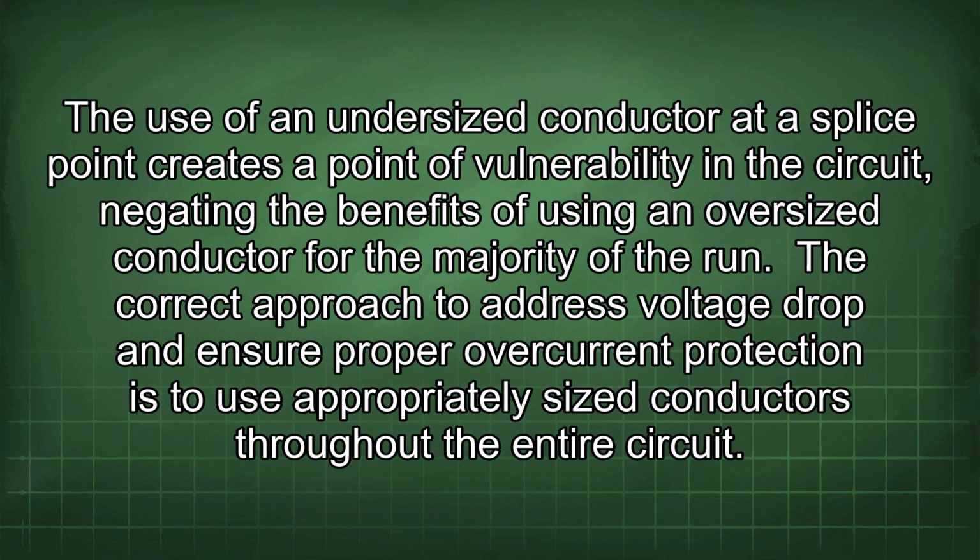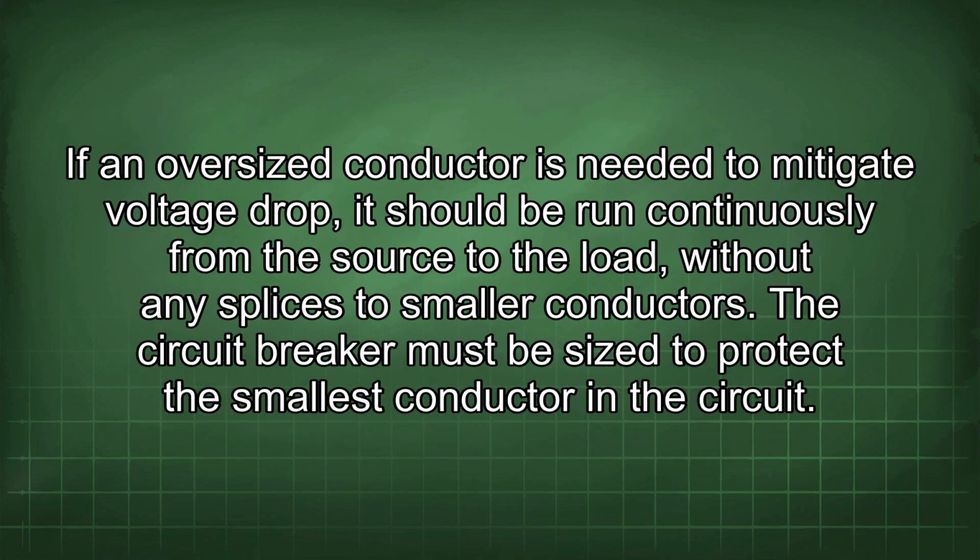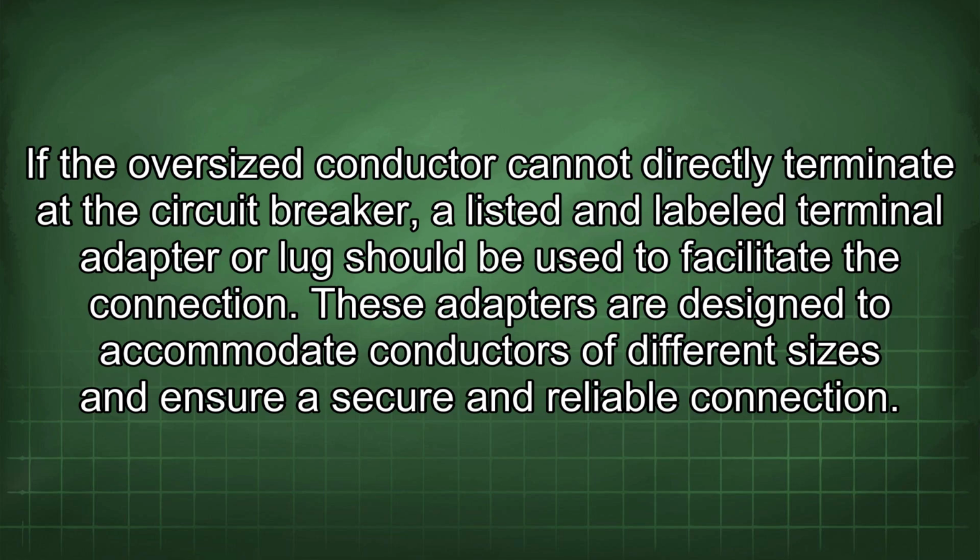The correct approach to address voltage drop and ensure proper overcurrent protection is to use appropriately sized conductors throughout the entire circuit. If an oversized conductor is needed to mitigate voltage drop, it should be run continuously from the source to the load, without any splices to smaller conductors. The circuit breaker must be sized to protect the smallest conductor in the circuit. If the oversized conductor cannot directly terminate at the circuit breaker, a listed and labeled terminal adapter or lug should be used to facilitate the connection. These adapters are designed to accommodate conductors of different sizes and ensure a secure and reliable connection.